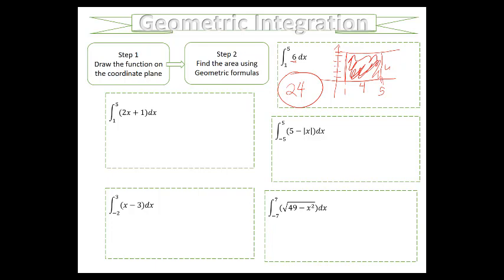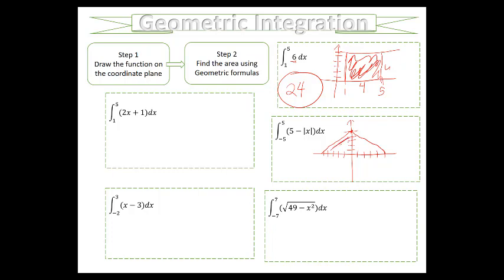And let's look at this one next. 5 minus the absolute value of x. So if I graph that, it's going to be the absolute value, but it's upside down, right? It's reflected over the x-axis because it's negative, but it starts at 5. 2, 3, 4, 5. And then it is going to go to negative 5 and positive 5. So it looks like this.